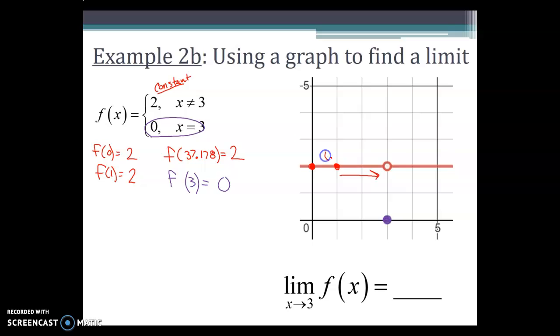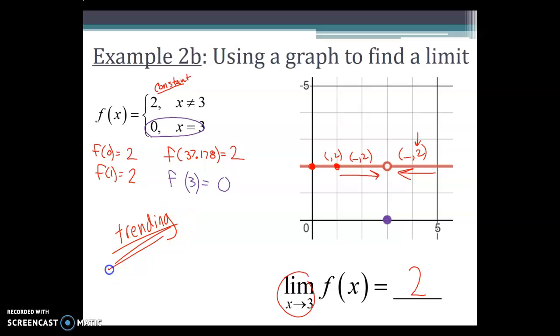The y value is 2 here. The y value is 2 here. The y value is still 2 here. What's happening over here? As x is approaching 3 from the right-hand side, what's going on with the y values? The y values are always 2. What's more important, the exact point or the trend? When it comes to limits, the trend is the most important part. So the limit in this case is 2. The trend overrides this silly little point down here. So the most important part about evaluating limits by a graph is trending.